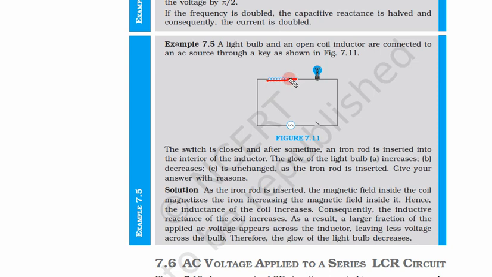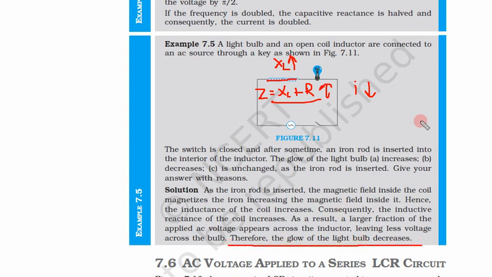Insertion of iron rod will increase the magnetic field, that will increase the magnetic flux. Magnetic flux will increase the inductance of this coil. Inductance increase will increase the inductive reactance, and this is a series circuit, so XL plus R is total impedance of the circuit. This we will learn, what is this Z. So total resistance of the circuit will increase, hence current will go down. If current goes down, the glow of the bulb will decrease.